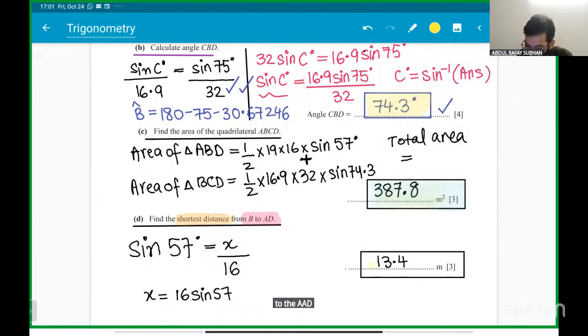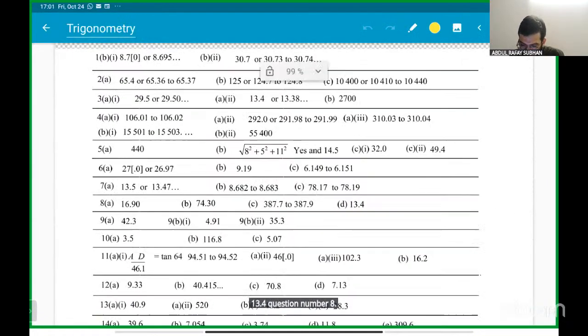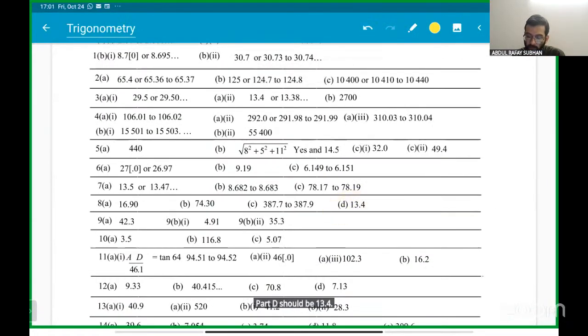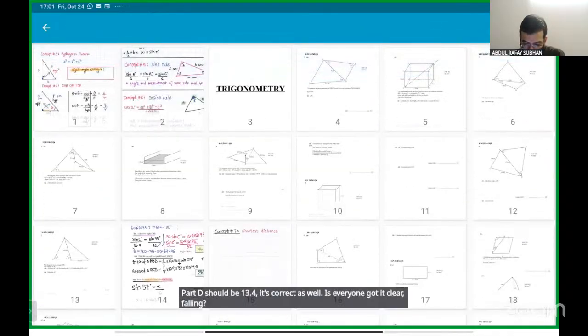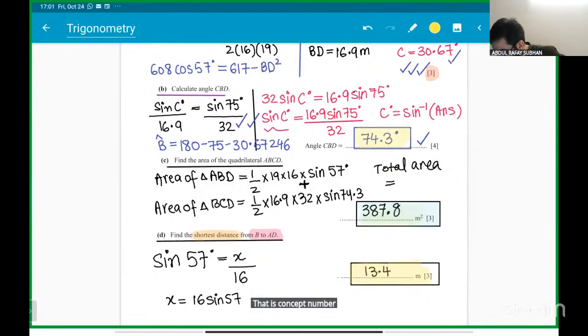Has everyone got this concept clear? Any questions, please let me know, students. Anyone? Sorry, I didn't see the chat. Question number 8, part D should be 13.4. It's correct as well. Any concern, any problem? That is concept number 7 that you should be remembering, which is 16 times sine 57 degrees. Is everyone clear?